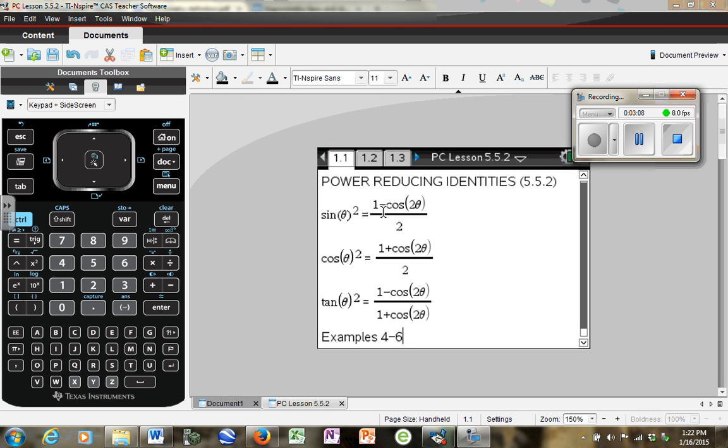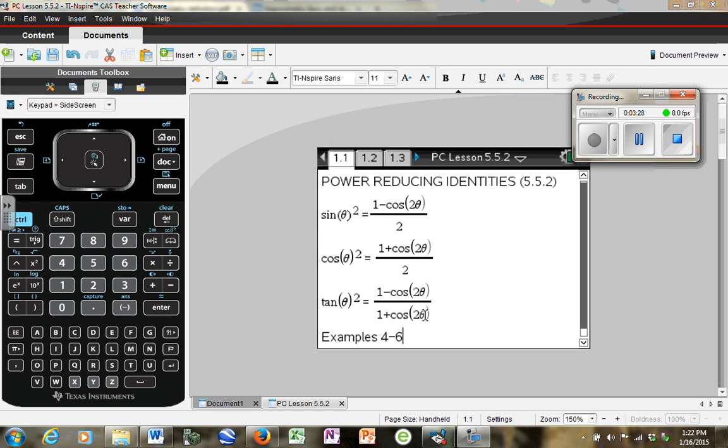You notice that sine squared is 1 minus cosine 2 theta over 2. Cosine squared is 1 plus. And so if we just followed what tangent is, normally tangent is sine over cosine, you can see that sine over cosine is going to equal 1 minus cosine 2 theta over 1 plus cosine 2 theta. It just follows logically.